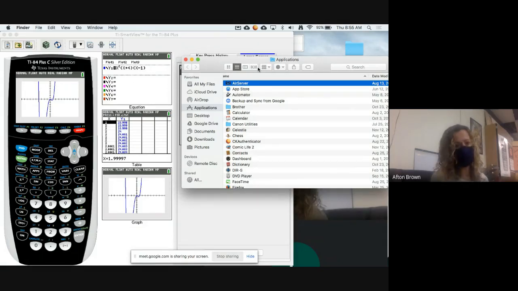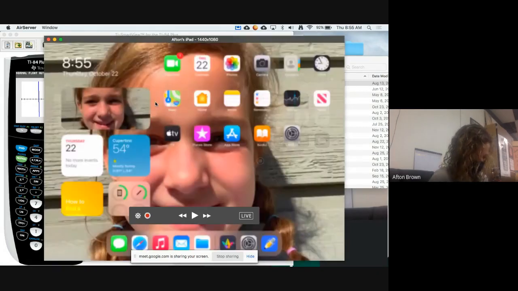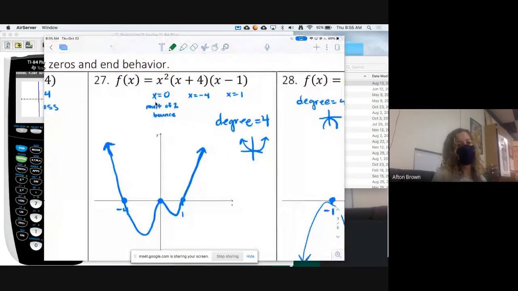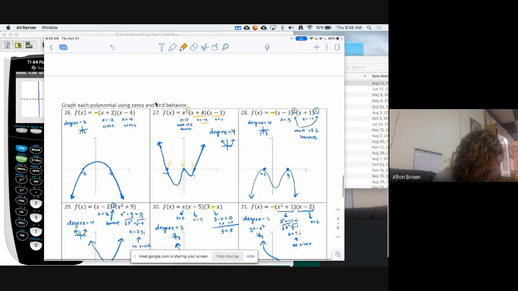Okay, I want to just show one more. But just remember how much your calculator is going to help you. So we expected it to bounce at 0 because of this multiplicity. That's why it's bouncing here. We saw the +4, we knew -4, but again, we're confirming on our calculator. The -1 was here. There is one that's a little bit unique that I want to talk about.